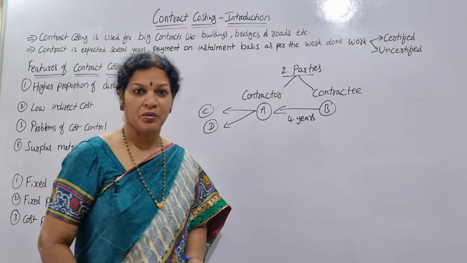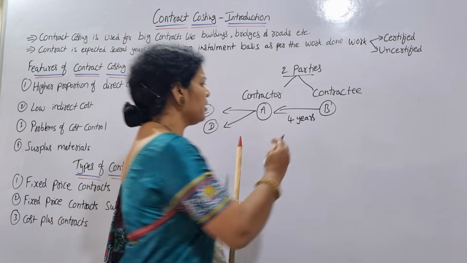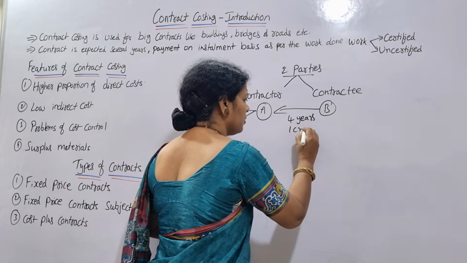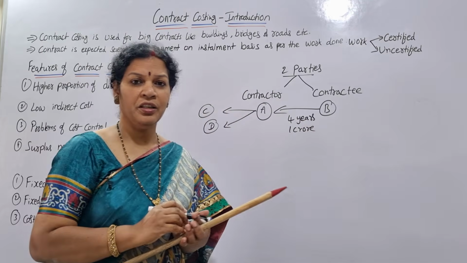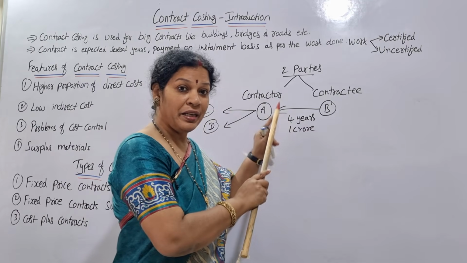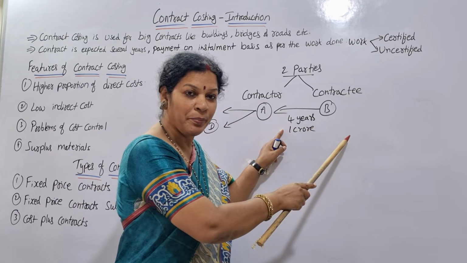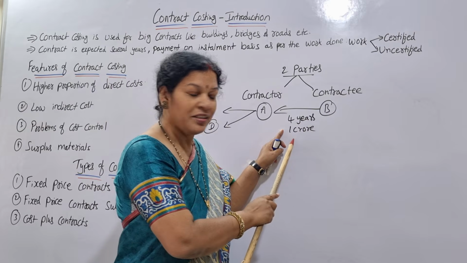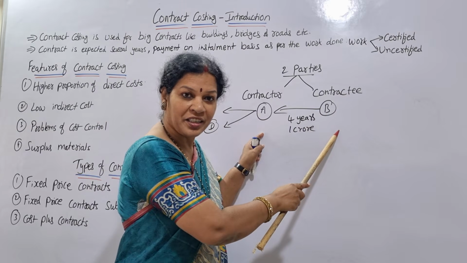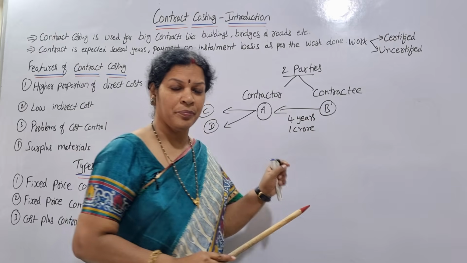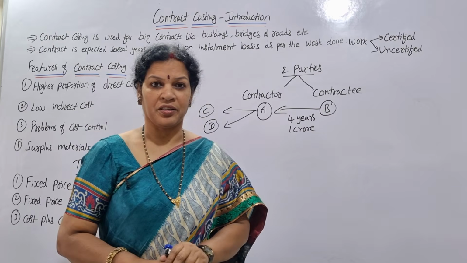Now between A and B, the contract is for 4 years. What is the contract amount? Say, for example, let us assume it is 1 crore. 1 crore is the contract. Now A has taken this contract from B: contractor A, and B is here the contractee. Contractor, contractee.